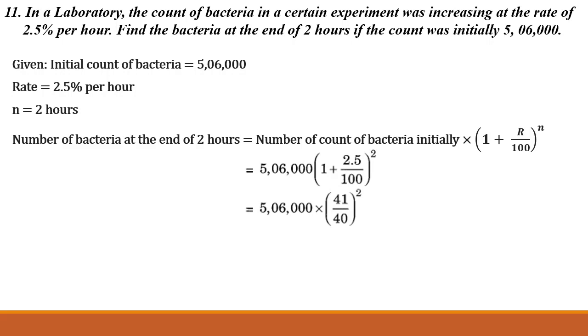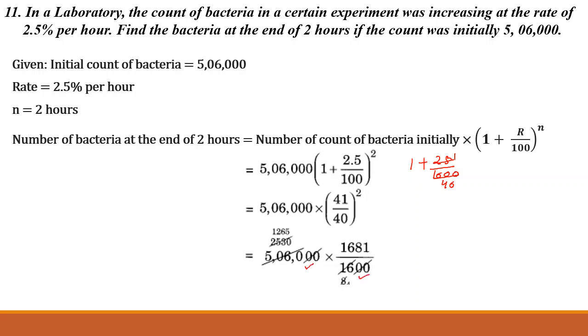Now see, if you simplify this, 2.5 by 100 can be written as 1 plus 25 by 1000 also. 25 ones are 25, 25 fours are 100, so it becomes 40, and when we take the LCM, it becomes 40 plus 1, that is 41 by 40. Now when we simplify it further, the square of 41 is 1681, the square of 40 is 1600. So 20 20 will cancel, as shown over here.